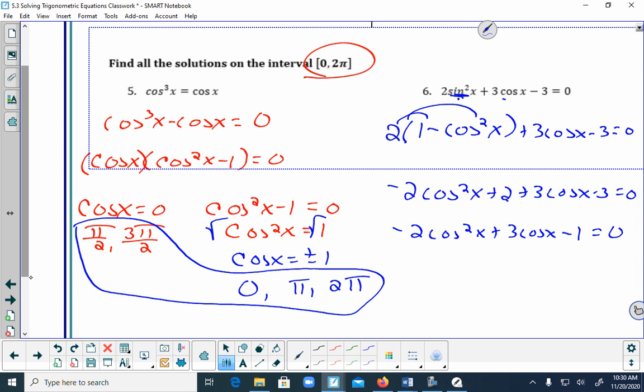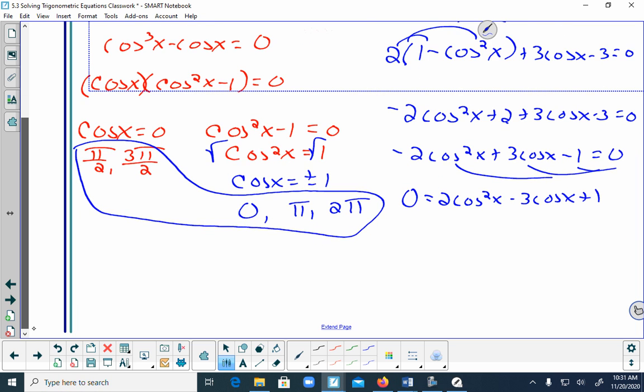Okay, so I have a phobia after 30 years of doing this. I hate my lead coefficient being negative. I just hate it. So what I'm going to do is basically add everything over to the other side. So I'm going to put my 0 here and have 2 cosine squared x minus 3 cosine x plus 1. You can either think of it as multiplying everything by negative 1 or taking everything over to the right side. I just like my lead coefficient to be positive.